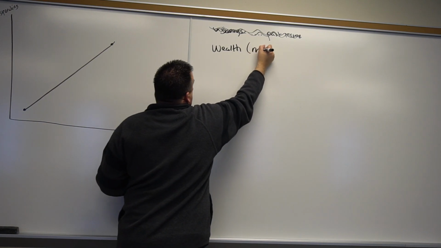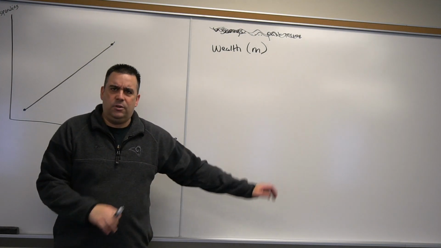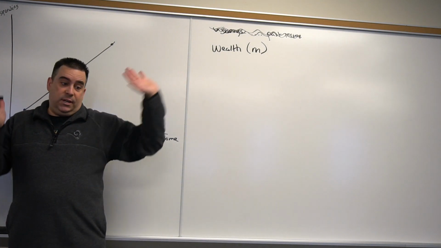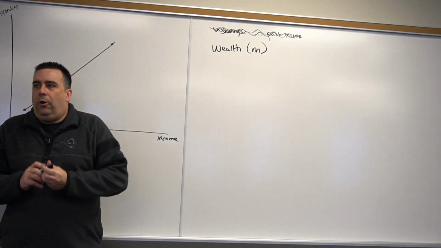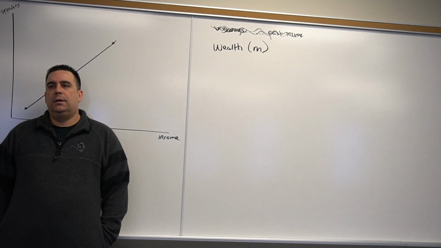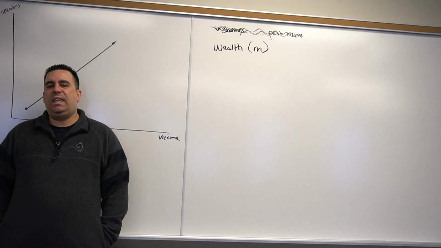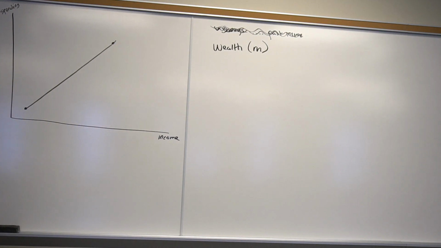We use the variable lowercase m for wealth. I have no idea why, but don't worry about it, because you're not going to have to do an equation with it. But just in case you ever see it, that's the variable for it. Wealth refers to your ability to spend even if income is zero.